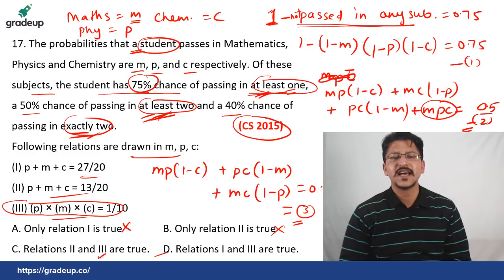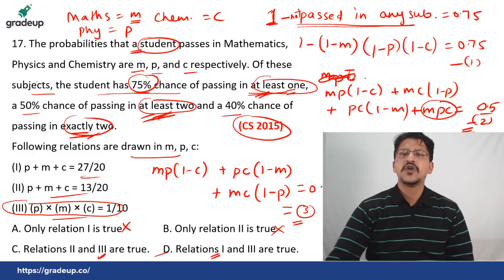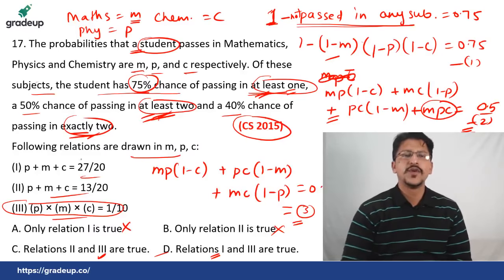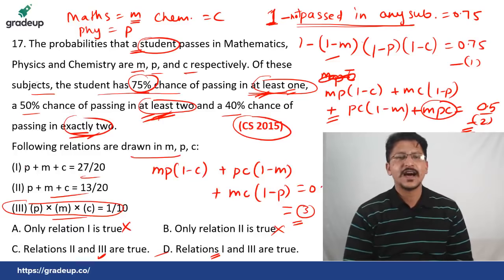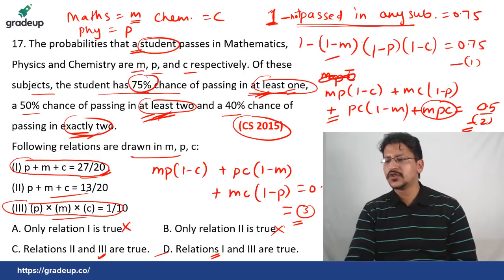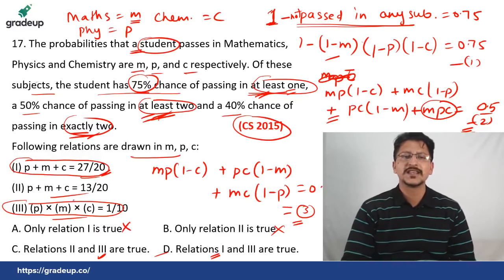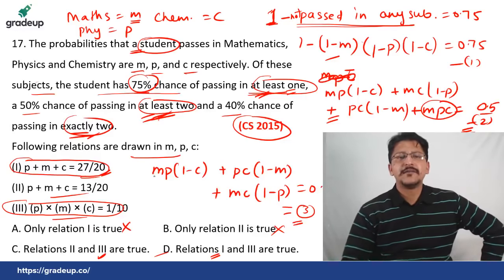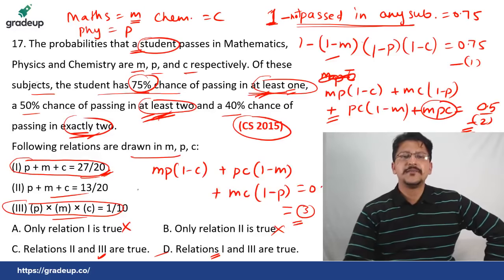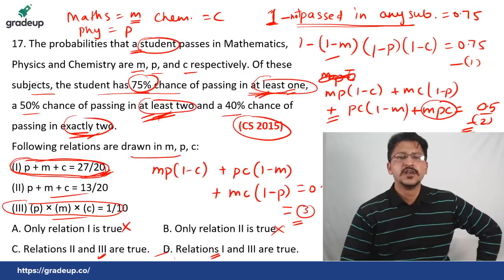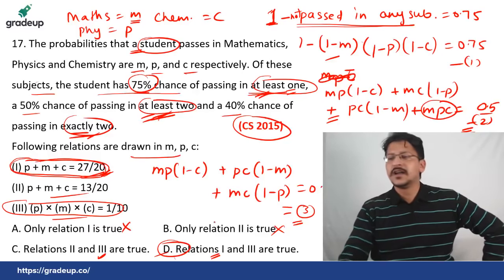This means that your answer is either this or this. For this, you have to simplify these equations 1, 2 and 3 and get the answer. Exactly, you will get the answer as P plus M plus C equal to 27/20. Okay, there's a time constraint, as this class has gone a bit longer than the usual classes that we take. But if there had been time, I would have solved this question step by step and shown you how you arrived at this answer. P plus M plus C equal to this. So the correct answer for this question is option number D.